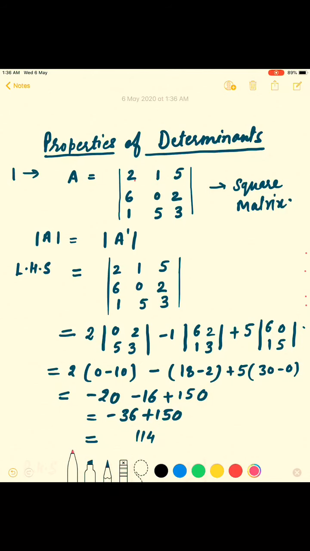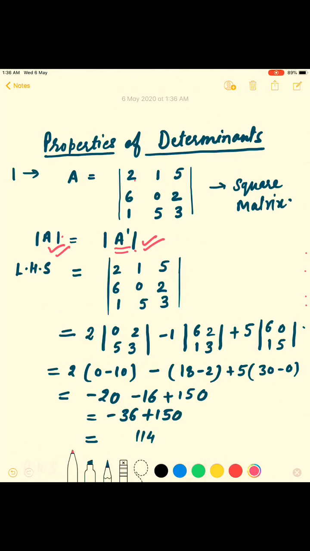The property says if we find the determinant of A and we find the determinant of A dash, then both the values are equal. It means if we transpose the matrix, then its determinant and the previous determinant both have the same value. Let us check whether this is correct or not.